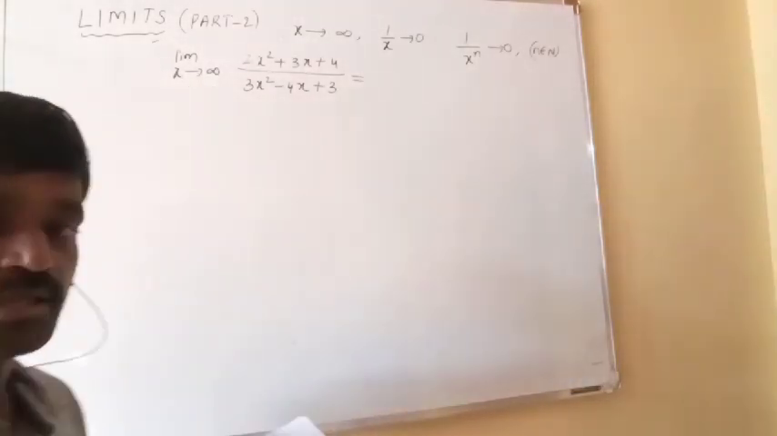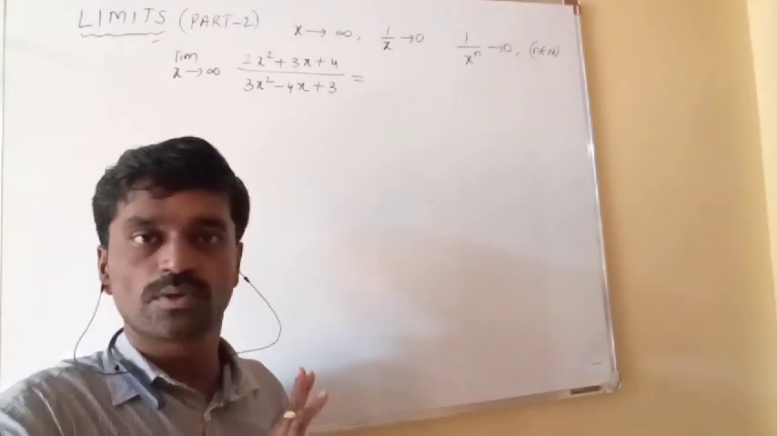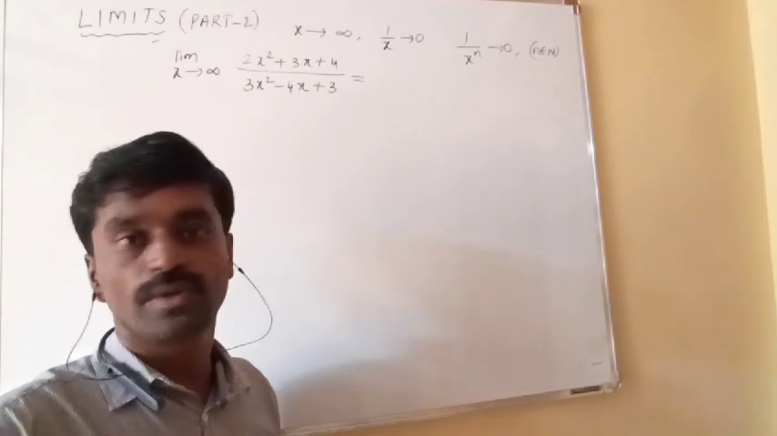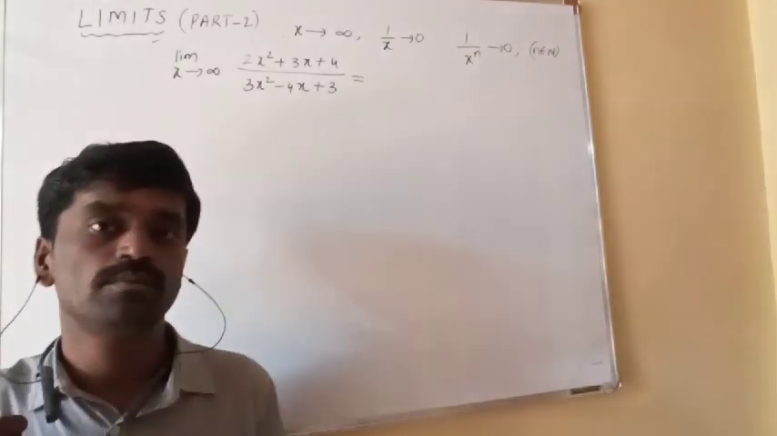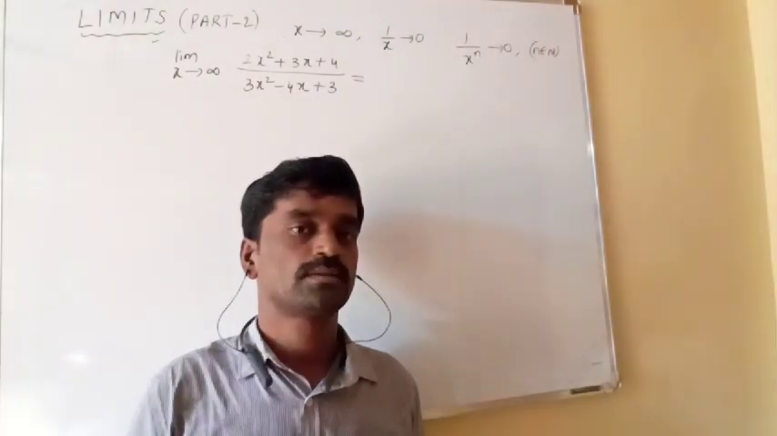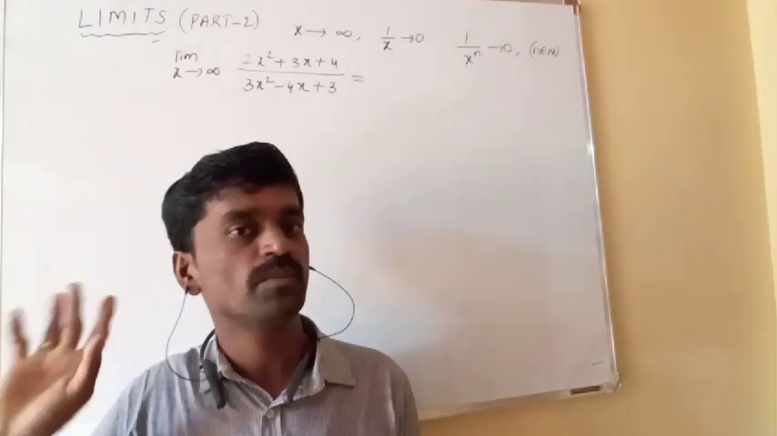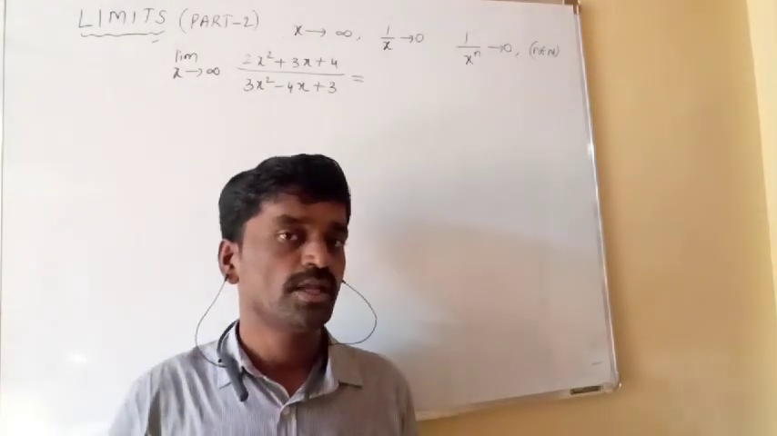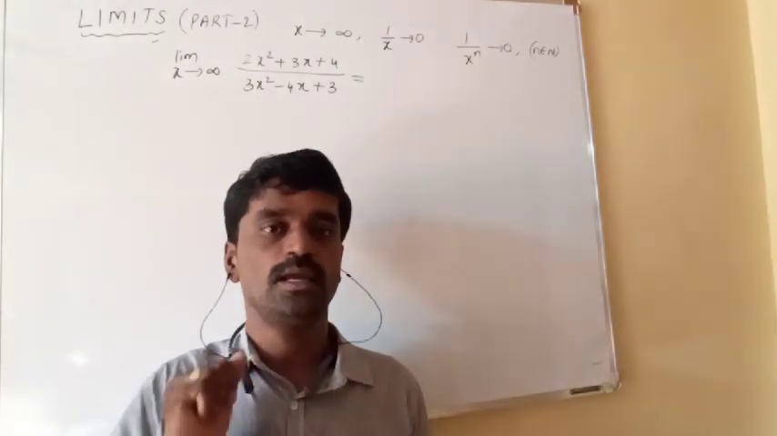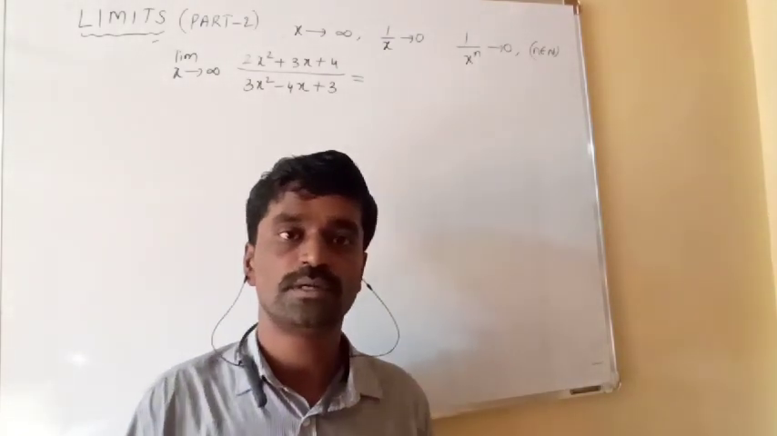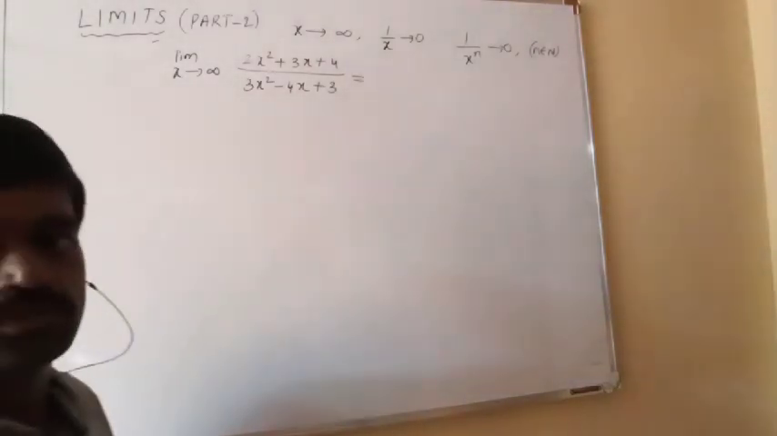And remember, x tending to infinity does not mean that x is closer to infinity. Infinity is not at all a real number. Generally, x tends to a means x is nearer to a when a is a real number. But here, x tending to infinity means the value of x is increasing indefinitely. And similarly, when x is tending to minus infinity, it means the value of x is decreasing indefinitely.